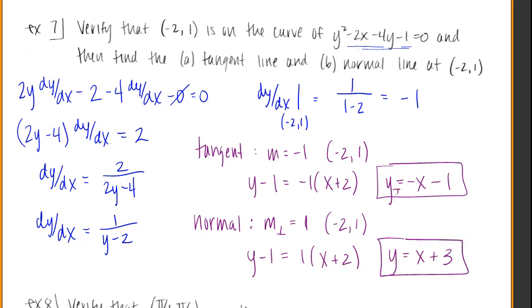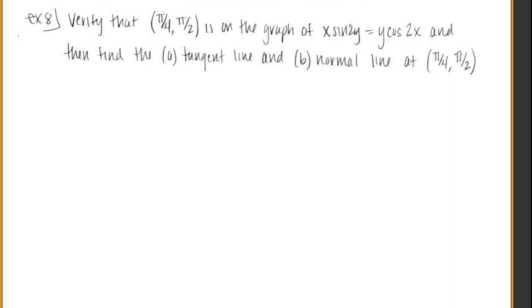So this is the tangent line. I was going to do a little variable down there. Let's do y sub t as our tangent line and y sub n as our normal line. Okay. And one more example and we'll be done with this lesson.